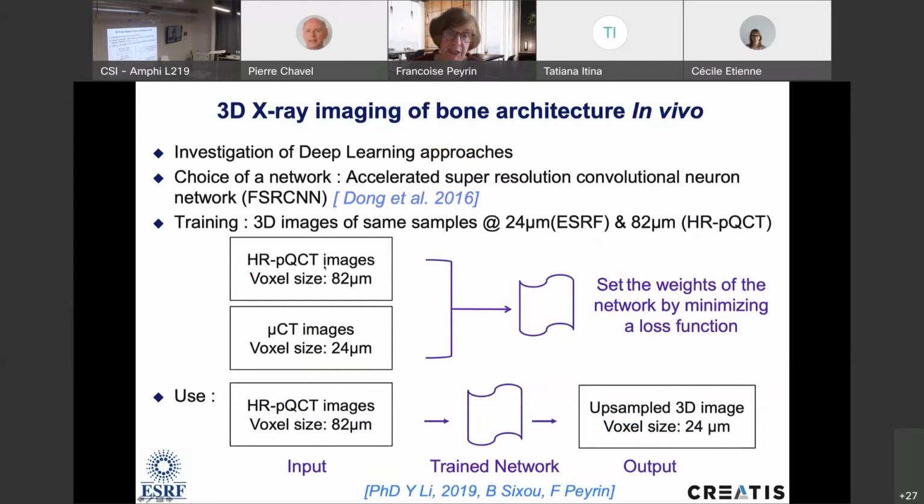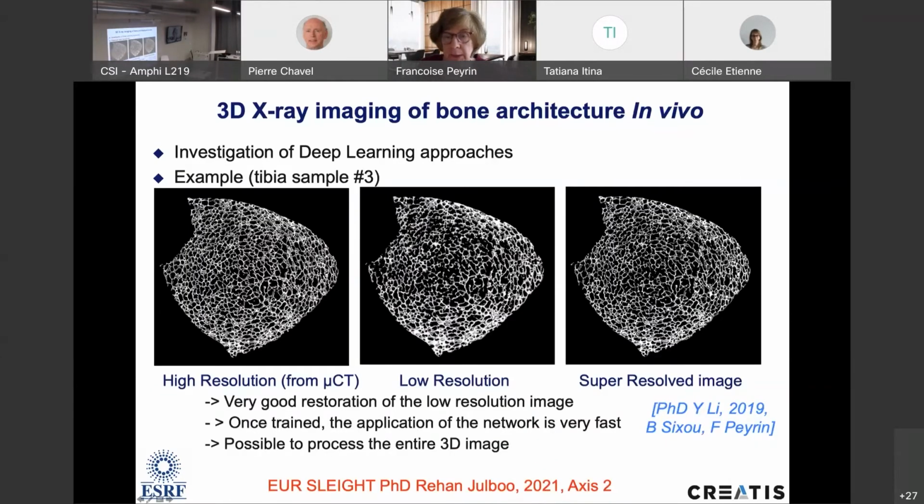this HR-PQCT system. We have been working on that with the PhD of Yufei Li, defended in 2019 in our lab. And I will just show you an example, which may not be so easy to see the difference, but this is the high resolution image obtained from micro-CT. This is the low resolution image obtained from HR-PQCT. And this is the super resolution image that has been obtained with a deep learning approach. So this was a preliminary work.